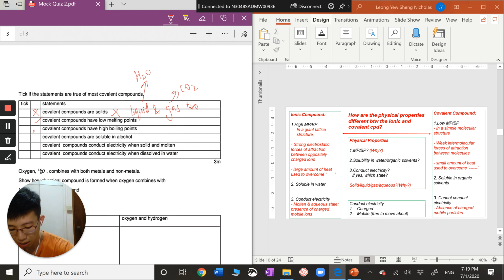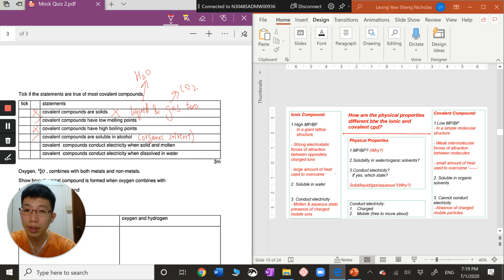Covalent compounds are soluble in alcohol. That is true, because alcohol is a type of organic solvent. You'll learn more about organic solvents in Sec 4 when we talk about alcohols and other organic compounds.